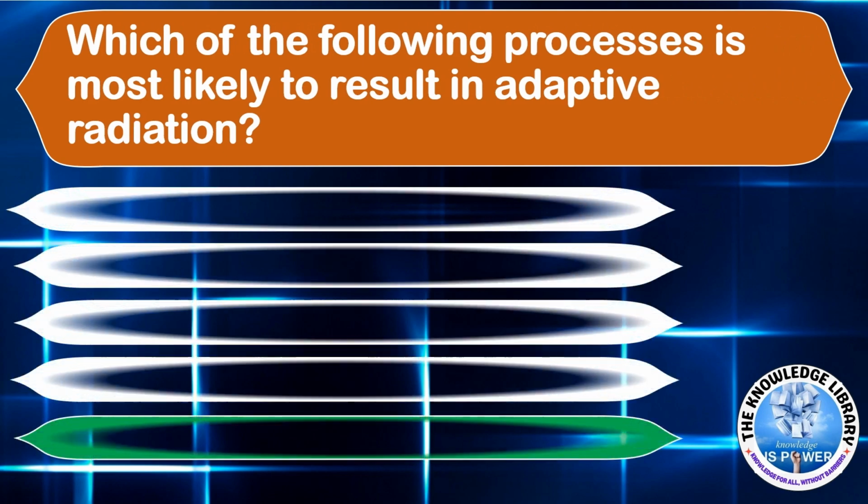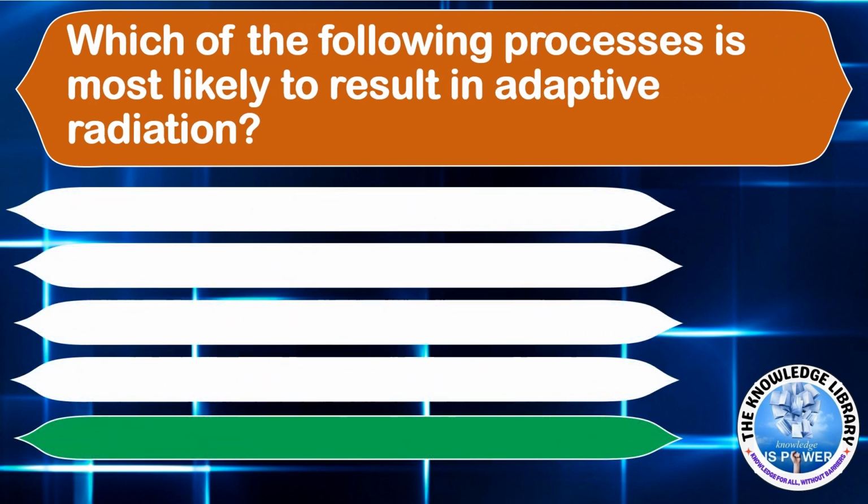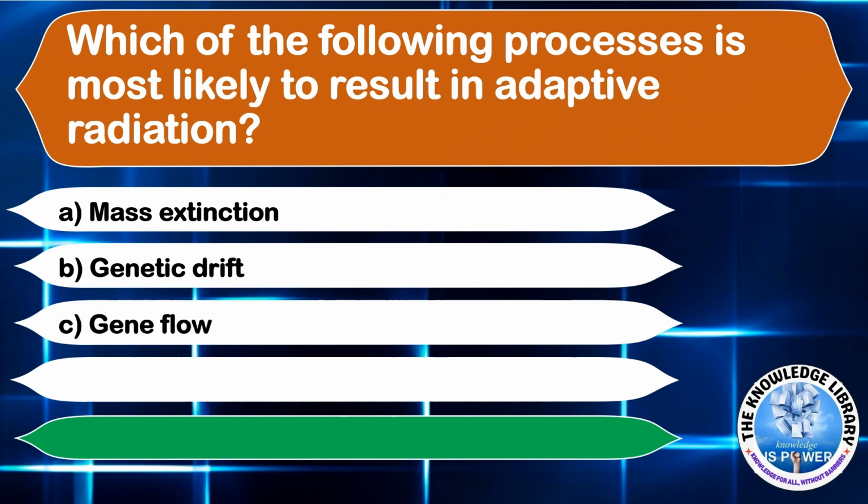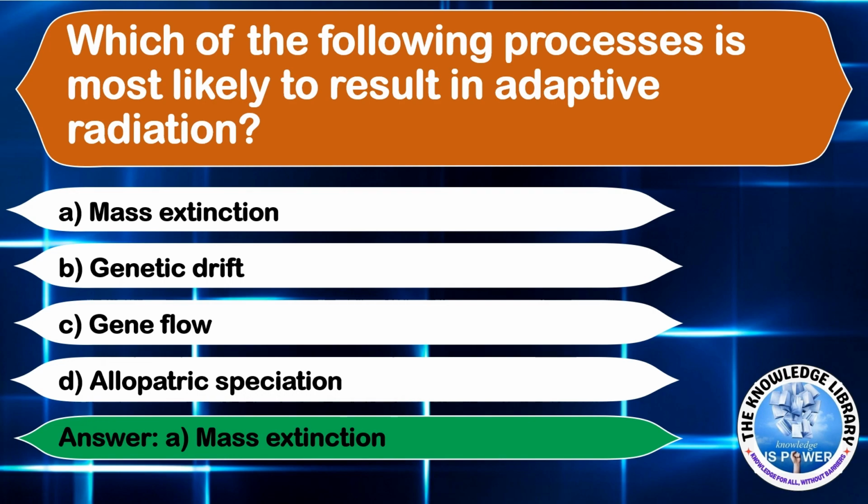The next question is, which of the following processes is most likely to result in adaptive radiation? Option A, mass extinction. Option B, genetic drift. Option C, gene flow. Option D, allopatric speciation. Answer is option A, mass extinction.